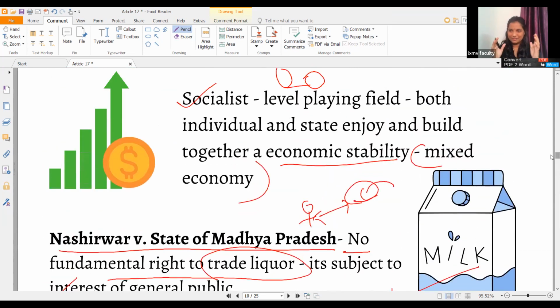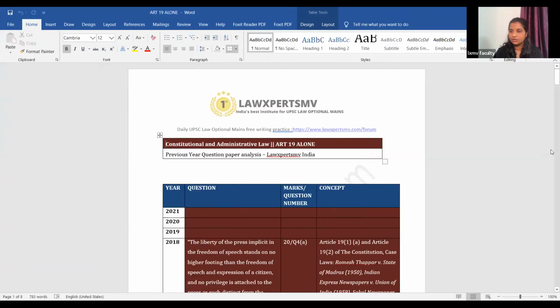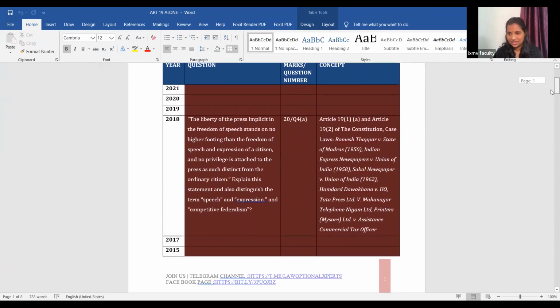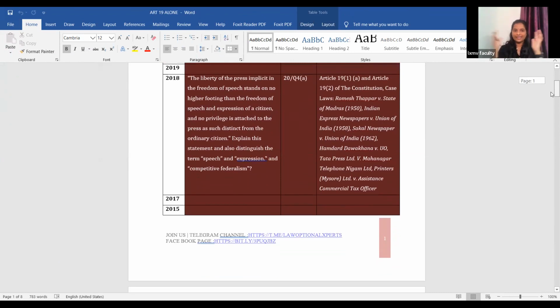So we have done the entire Article 19. We have almost completed it. So let's see the previous year questions. Let's see whether you are able to answer those questions. That's very important. In 2021, I think they asked about the right to education. If you go to 2018, they start with Article 19.